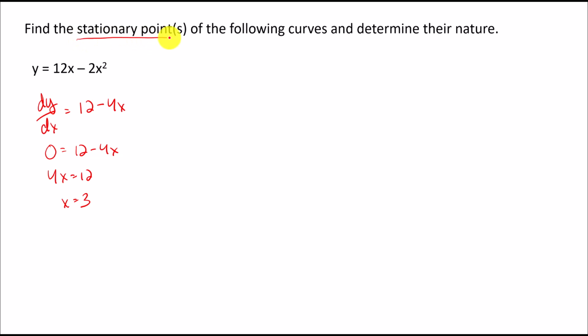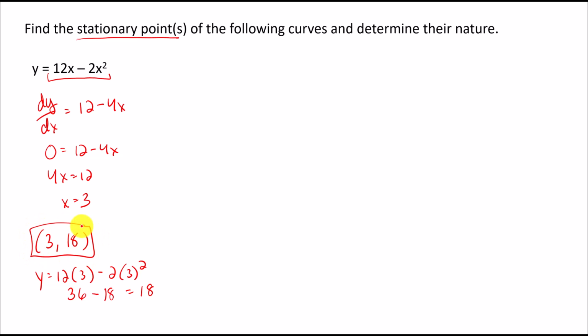Again, it asked me for stationary points. It didn't just say find the x value of the stationary point. So I have to find the y value that goes with that. And to do that, you plug it back in here. So you're going to have y equals 12 times 3 minus 2 times 3 squared. This is going to be 36 minus 3 squared is 9 times 2 is 18. So we're going to come out with 18. So 3 comma 18. Okay, so our stationary point is this.